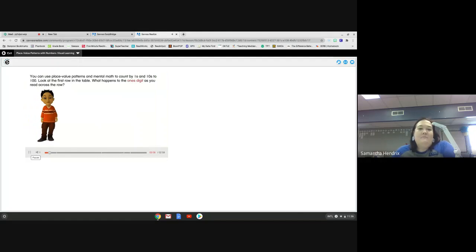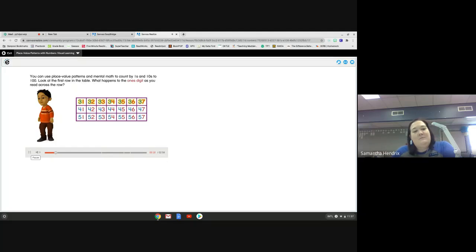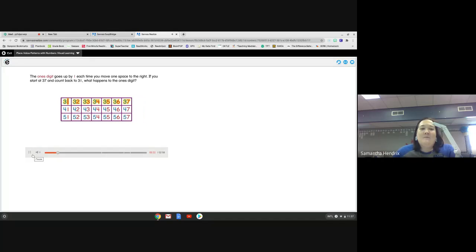You can use place value patterns and mental math to count by ones and tens to 100. Look at the first row in the table. What happens to the ones digit as you read across the row? Let's read them. 31, 32, 33, 34, 35, 36, 37. So what's happening to the ones digit? The digit in the ones place value is going up by 1. It's increasing by 1. The ones digit goes up by 1 each time you move one space to the right.